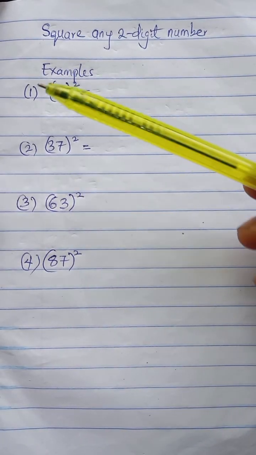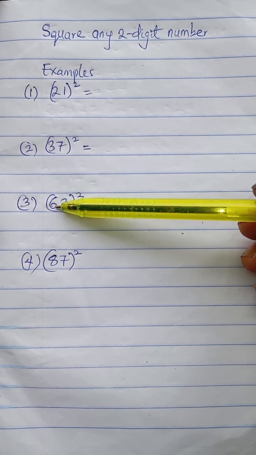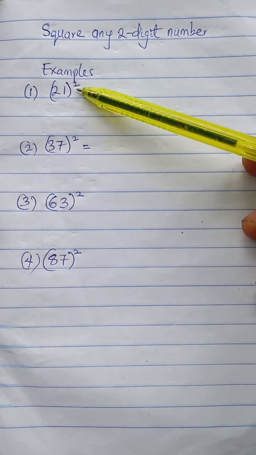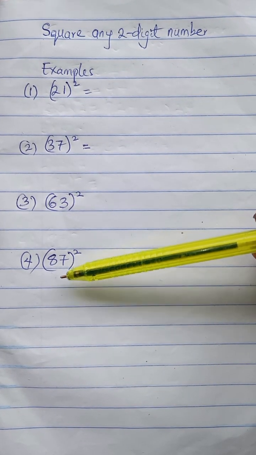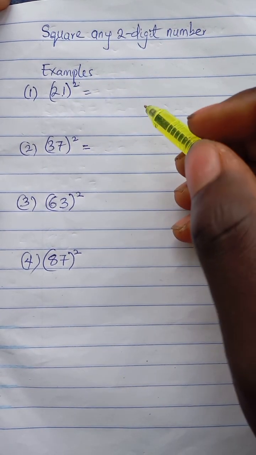So to begin, we have 4 examples here. 21 squared, 37 squared, 63 squared, 87 squared. I will do all these calculations without a calculator. Very simple. For the first one, we have 21 squared. So how do we go about this?